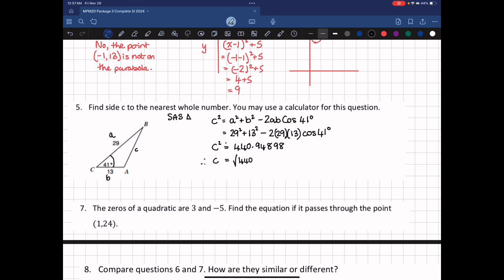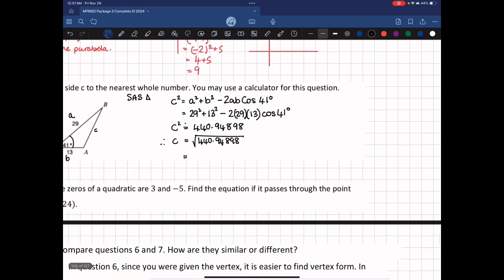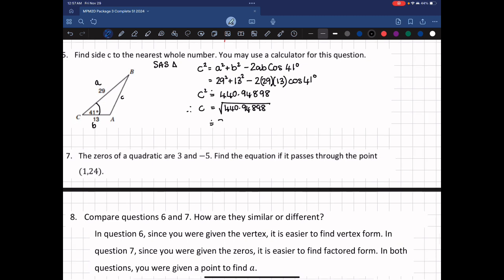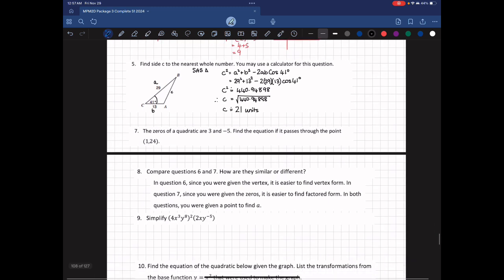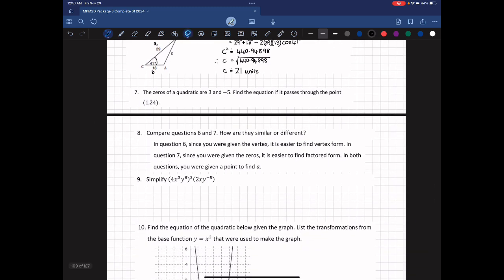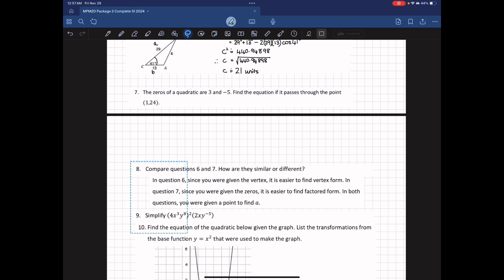And I'm showing my work. 440.94898. It's okay to list it to 6 decimal places, but then keep it in your calculator with the full decimal places shown. And square root that, and it's to the nearest whole number, so that is approximately 21. We don't have any units, so we'll just write the word units. And that's it.